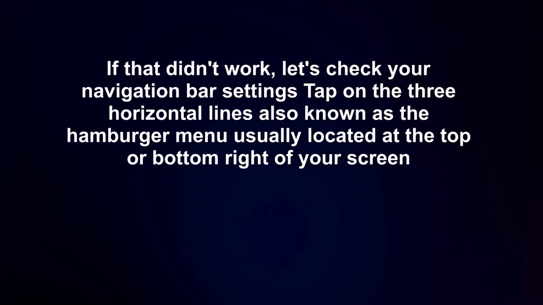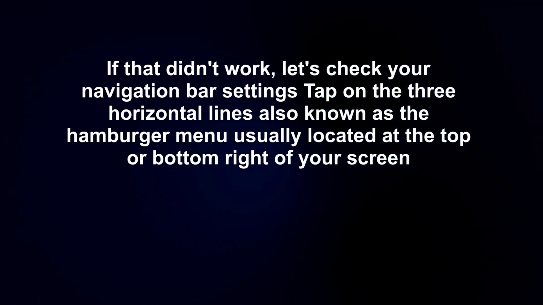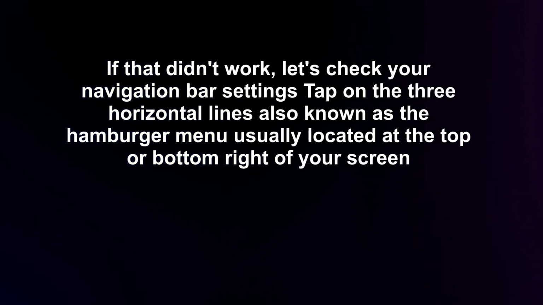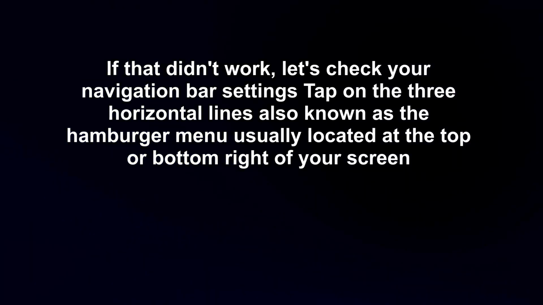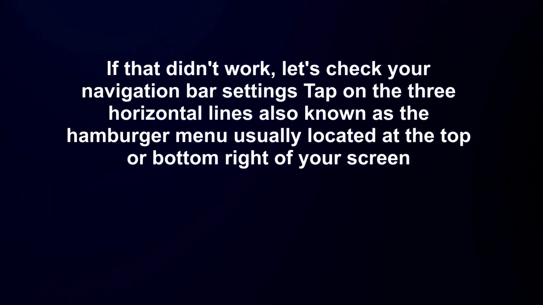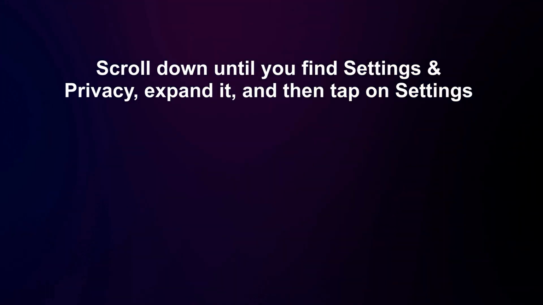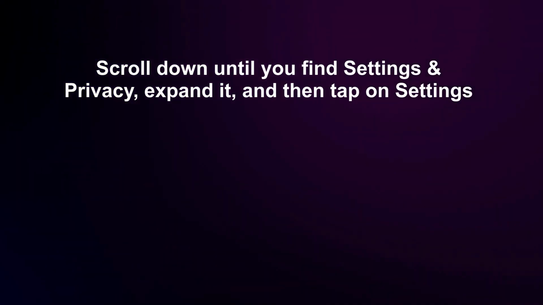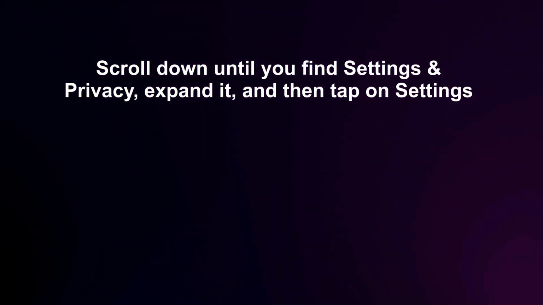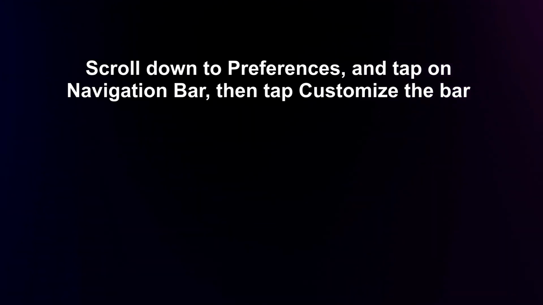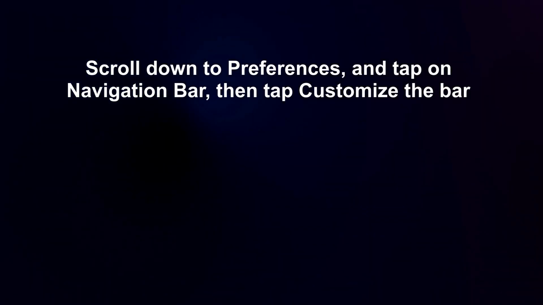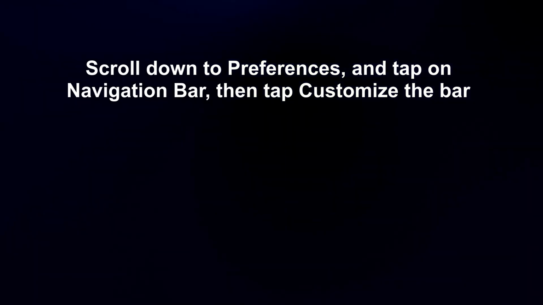If that didn't work, let's check your navigation bar settings. Tap on the 3 horizontal lines, also known as the hamburger menu, usually located at the top or bottom right of your screen. Scroll down until you find Settings and Privacy. Expand it, and then tap on Settings. Scroll down to Preferences, and tap on Navigation Bar, then tap Customize the bar.